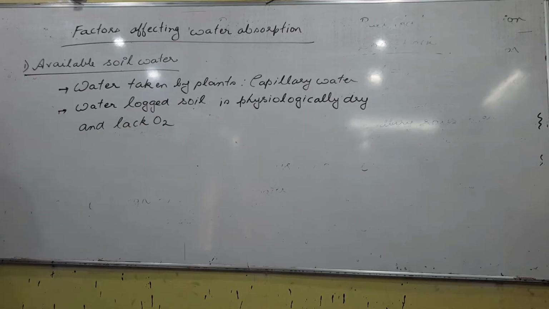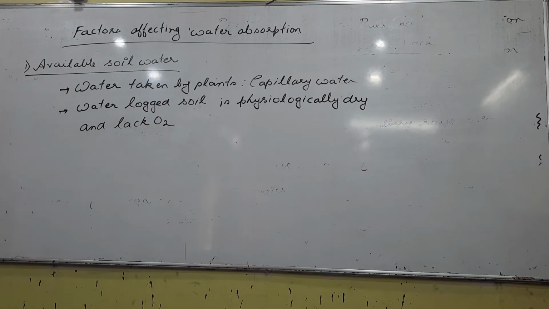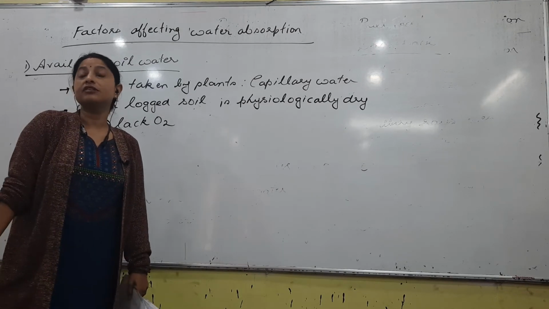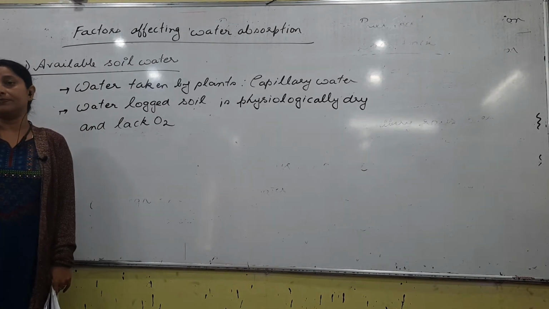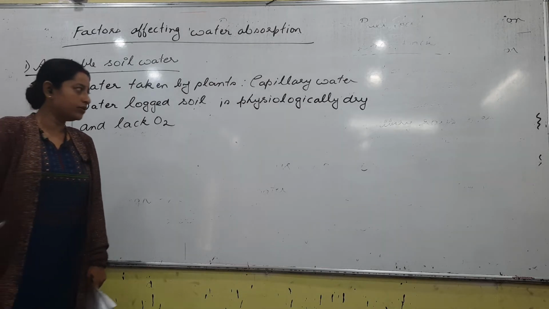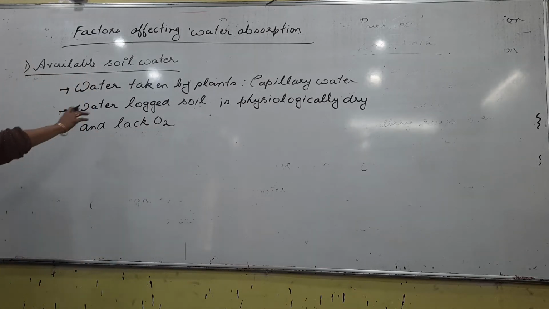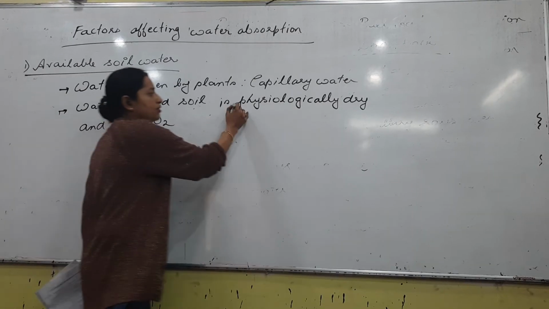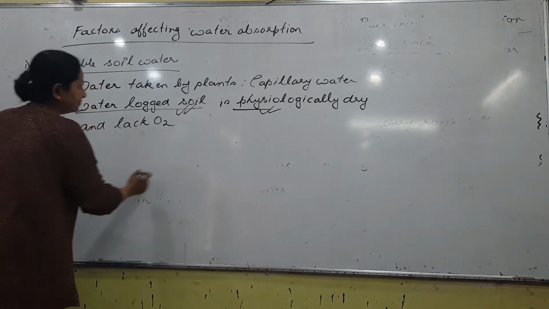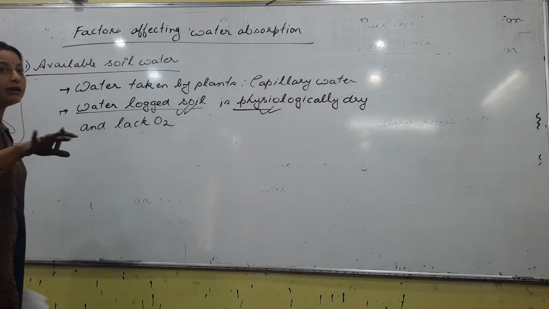So for a soil to be physiologically dry, what is the first condition? Lack of oxygen, right? The second condition could be that sometimes salt concentration may be high. Saline soil is an example of physiological dry soil, right? Okay, write this. So these are the two points that you remember. You will need an example of physiological dry soil, and waterlogged soil is important. Waterlogged means there is too much water.